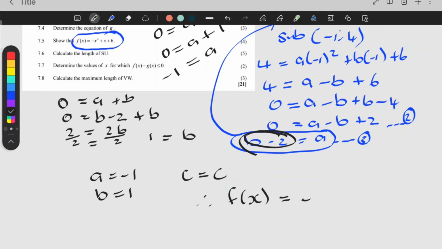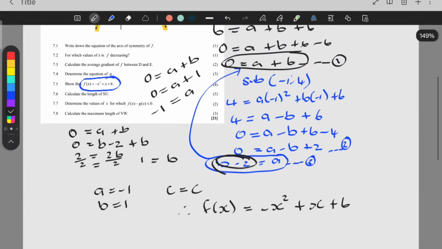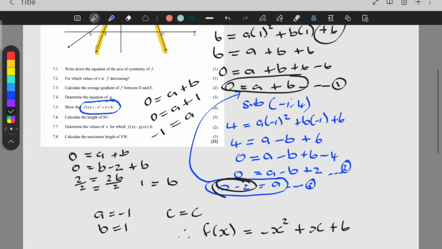So therefore the equation of the parabola is f of x is equal to negative x squared, so negative 1x squared, plus, this is a positive 1x, and then plus 6. And there you proved it, and that was for 4 marks.